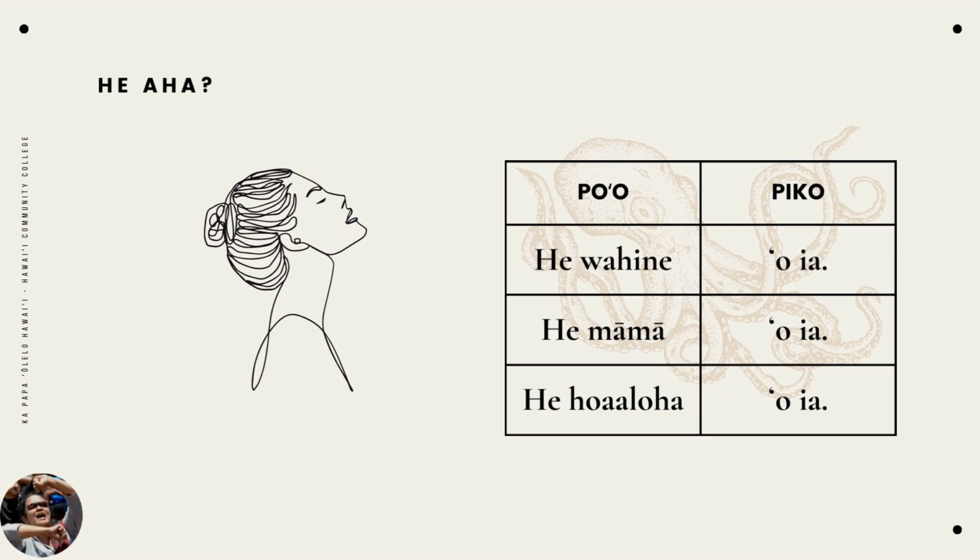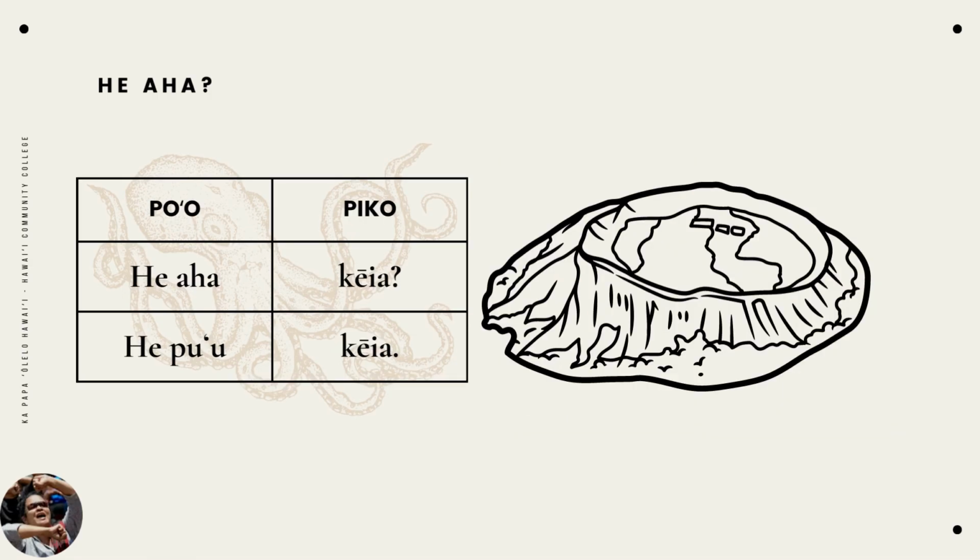Like our first Pepeke ʻAike question, a simple way to answer he aha is to substitute the word aha with your answer. He aha keia, he pu'u keia. What is this? This is a cone. You can see in this table, all we did to answer this question is substitute the answer in place of aha.